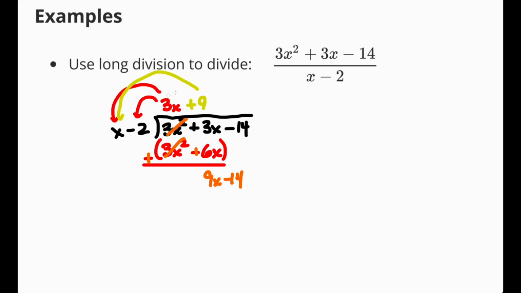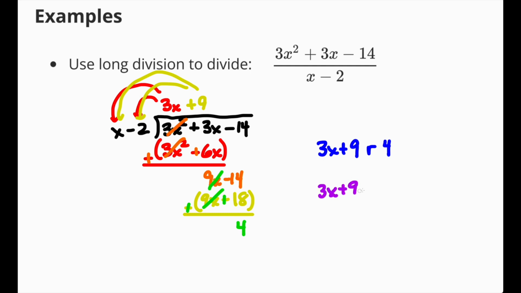Again, you do this waterfall thing where you multiply it by both of these here, and you're going to get 9x minus 18, parentheses again, subtract. If you notice, that leading term now is going to cancel. This flips the sign here, and you end up with a remainder of 4. So the answer for this one would be 3x plus 9, remainder 4. Or another way of writing it is 3x plus 9 plus 4 over whatever you're dividing by, which in this case is x minus 2.